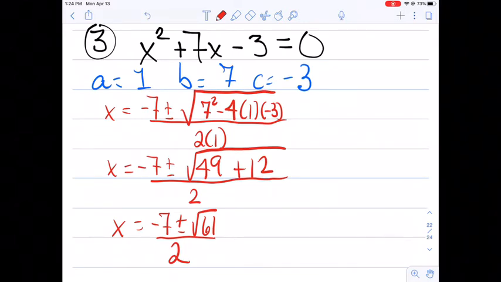Now, 61 is not a perfect square number, nor does it have any perfect square factors. It's prime. So we are finished with this problem. That's as far as we can go.